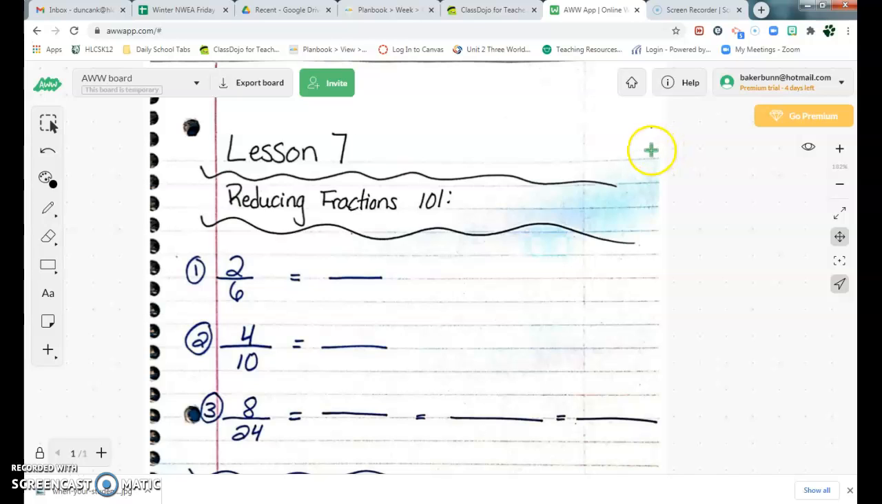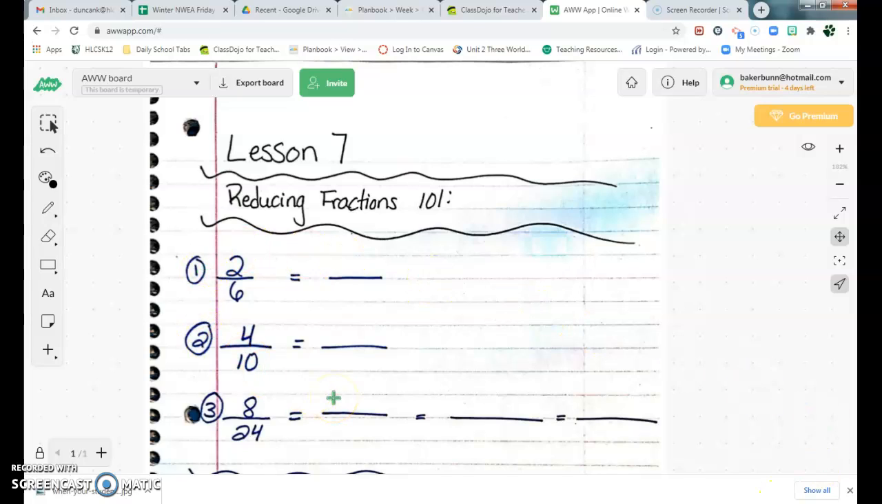Alright guys, this is Module 3, Lesson 7. Today we are going to be using the read, draw, write strategy to answer a two-step number problem with fractions. Before we get to that number problem though, we do have our warm-up this morning, which is on reducing fractions.